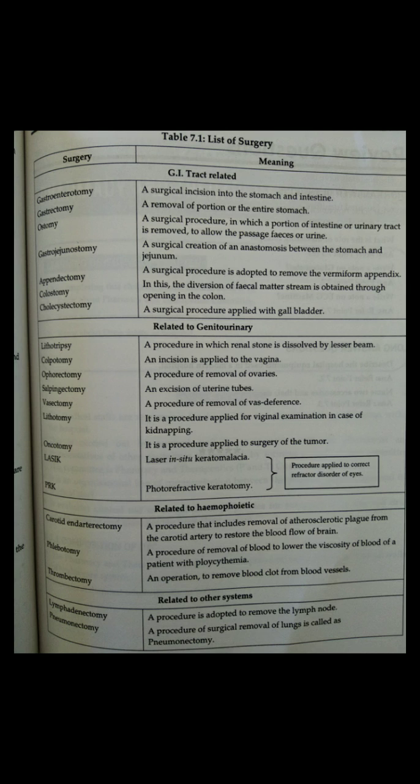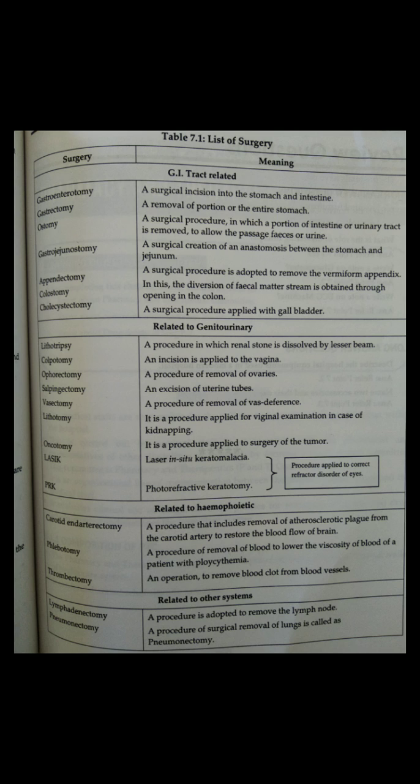Okay. Then here is the list of surgeries, the name of the surgery and its meaning. Firstly, GIT tract related surgery is gastroenterotomy. The meaning is a surgical incision into the stomach and intestine. Then next surgery is gastrectomy. Meaning is the removal of a portion or the entire stomach.